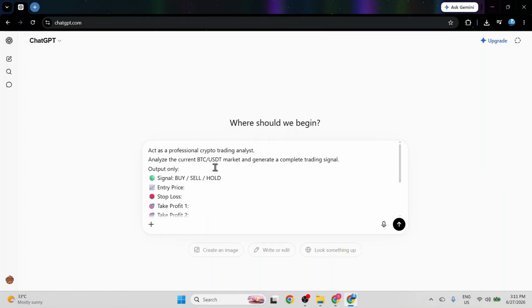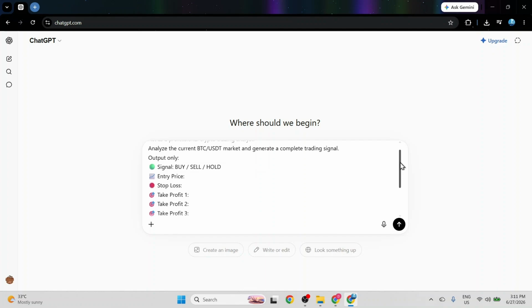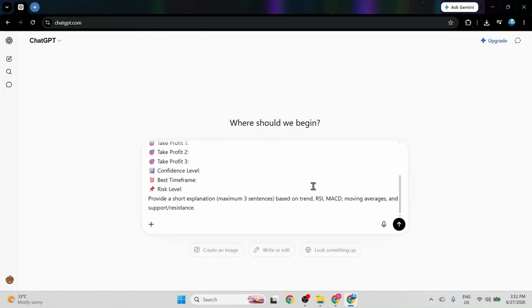Instead of typing a basic question, I am going to paste a highly structured professional engineering prompt designed specifically for cryptocurrency analysis. The prompt instructs the AI to act as a professional crypto trading analyst, evaluate the current BTC/USDT market data, and output a complete actionable trade signal.